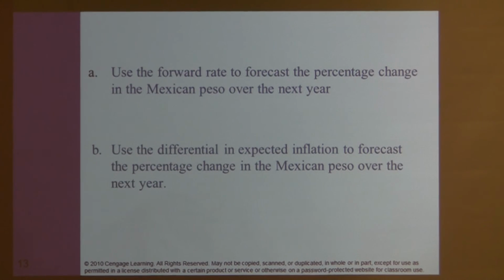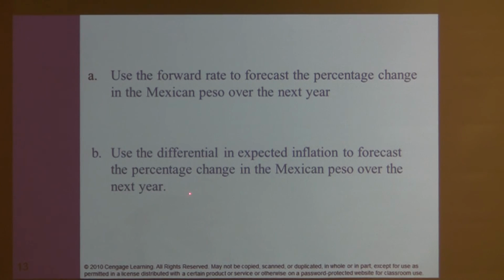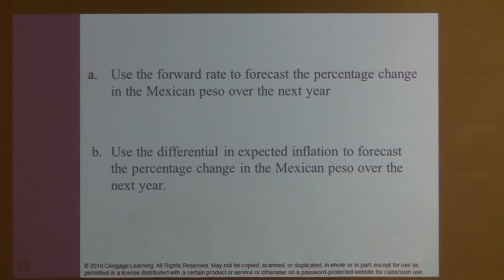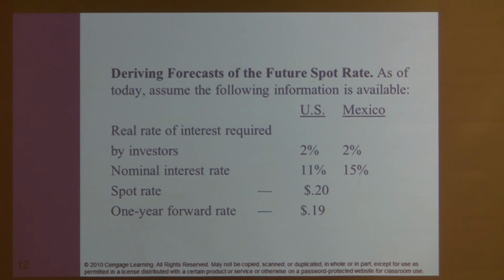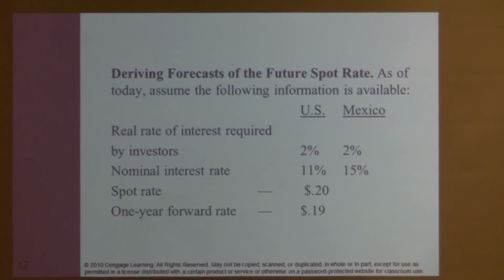Now, what about the second part? Use the differential in expected inflation to forecast the change in the Mexican peso over the next year. Anybody want to have an answer? That'd be great. Basically, you want to use this relationship to forecast the future spot rate. So what do you think would be the answer if you try to forecast the future spot rate?